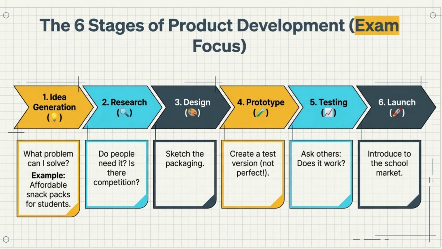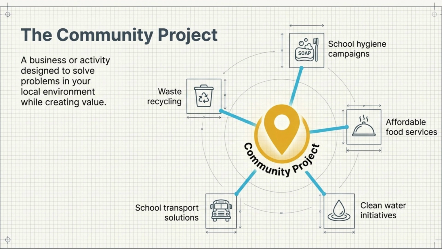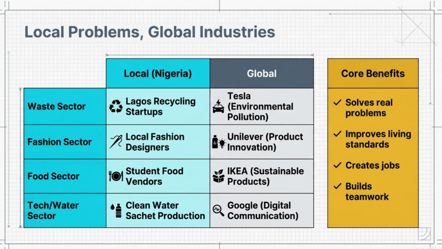What is a community project? A community project is a business or activity designed to solve problems in your local environment while creating value. Examples include waste recycling projects, school hygiene campaign business, affordable food service, clean water initiative, school transport solutions. Why do community projects matter? They help to solve real problems, to improve living standards, to create jobs, build responsibility, and encourage teamwork.